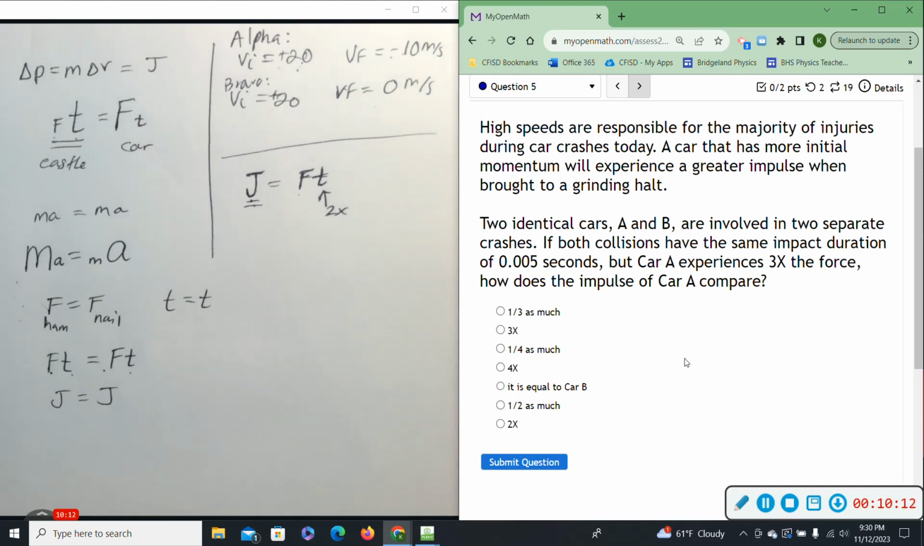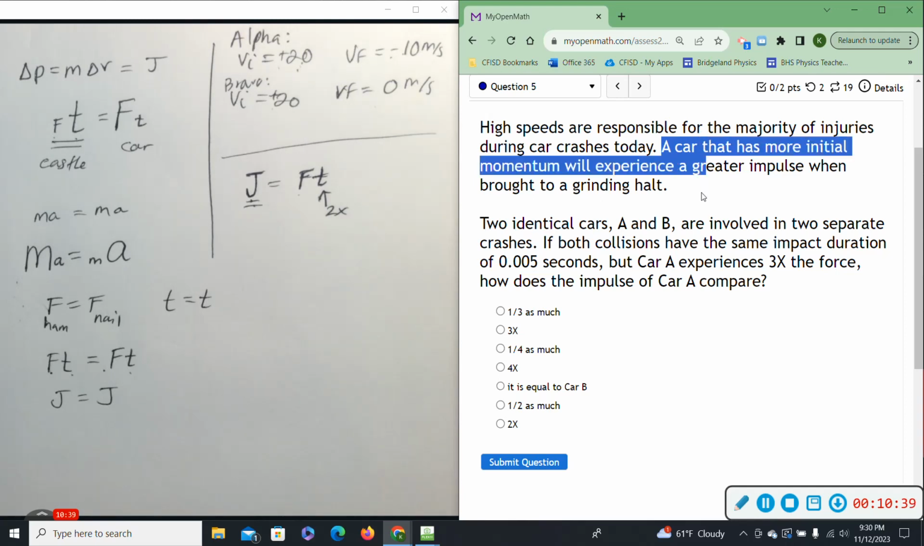Okay, so these cars aren't crashing into each other. This is not the same scenario where we have equal impulses to each other. This is talking about a situation where these two cars are in two separate crashes and they don't necessarily have the same impulse to begin with. In fact, it tells us that a car with more initial momentum will experience a greater impulse.